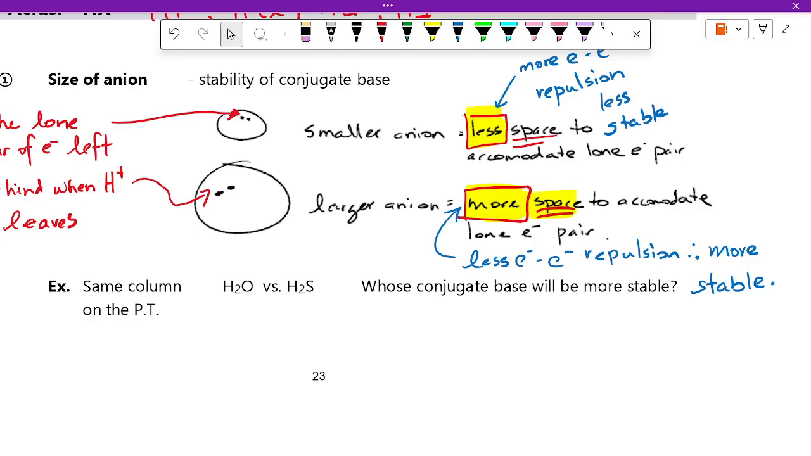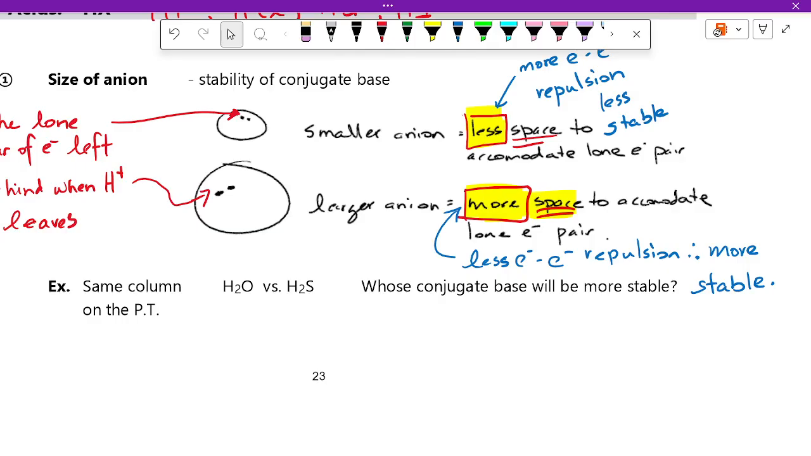In a larger anion, there are more electrons to begin with, but they're just more spread out. So an extra pair is kind of like, you can go here, you can go there.